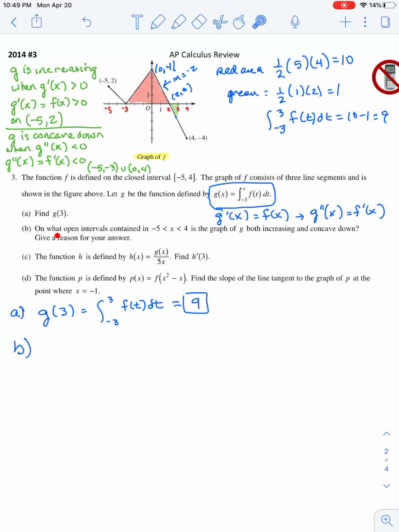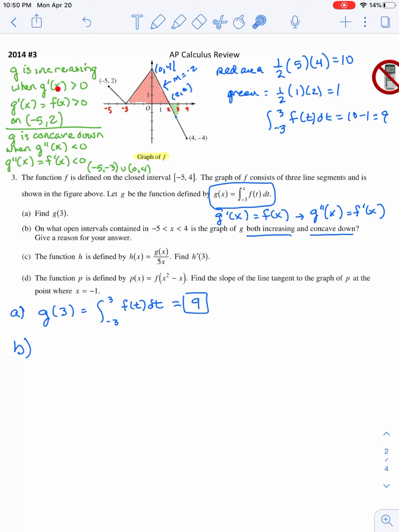For part B, we're supposed to find out on what open intervals contained in -5 to 4 the graph of g is both increasing and concave down. Okay, so up here, g will be increasing. Any function is increasing when its derivative is positive, greater than 0.